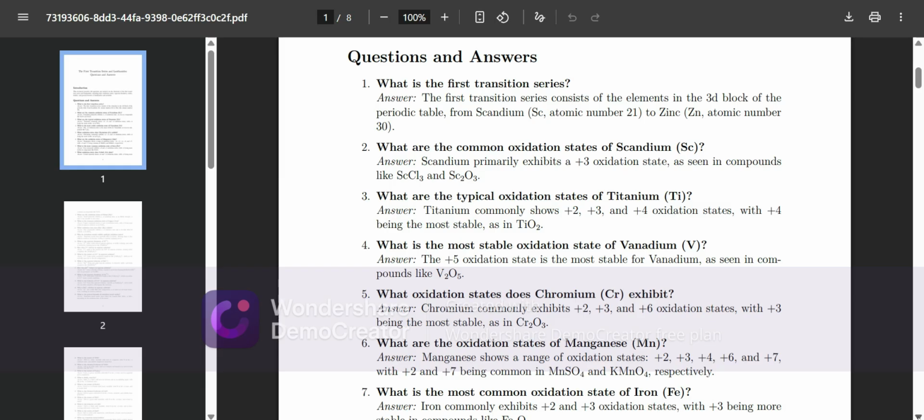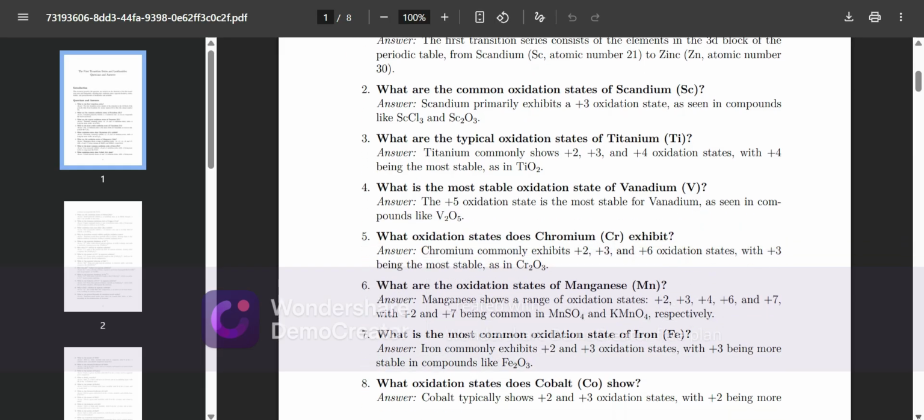Scandium primarily exhibits a +3 oxidation state, as seen in compounds like scandium chloride, ScCl3, and Sc2O3. What are the typical oxidation states of titanium, Ti? Titanium commonly shows +2, +3 and +4 oxidation states, with +4 being the most stable, as in TiO2.